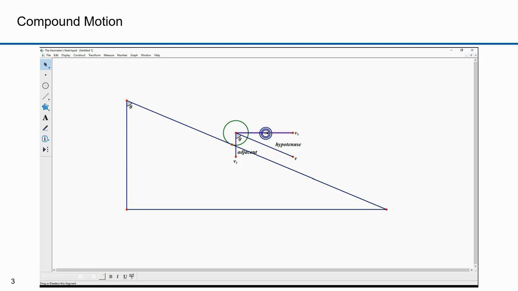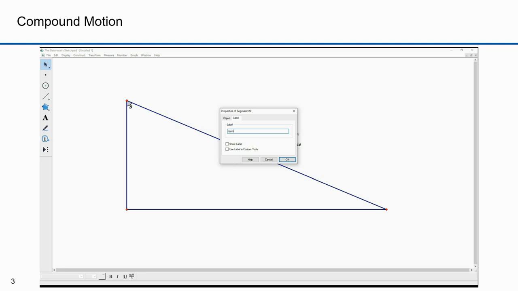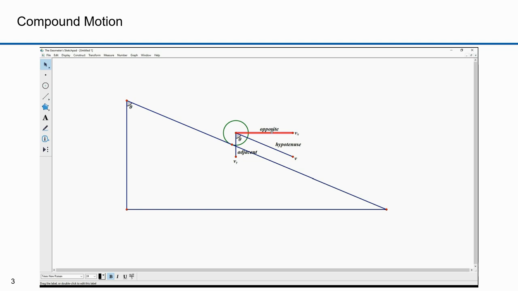And this horizontal segment, if it were oriented differently, it would have formed a right triangle. This is the opposite side with respect to theta. It doesn't look opposite, but if you moved it down between V sub y and V, it would be. From trigonometry, we know that the cosine of theta equals the adjacent over the hypotenuse. So if I want to know the length of the adjacent side, I'd multiply the hypotenuse times the cosine of theta.